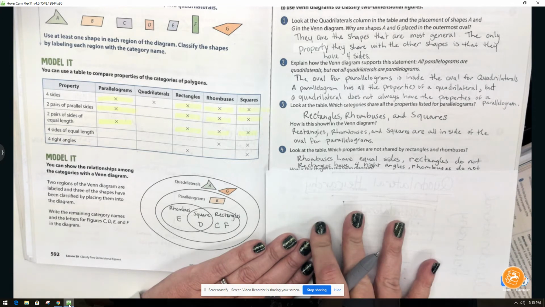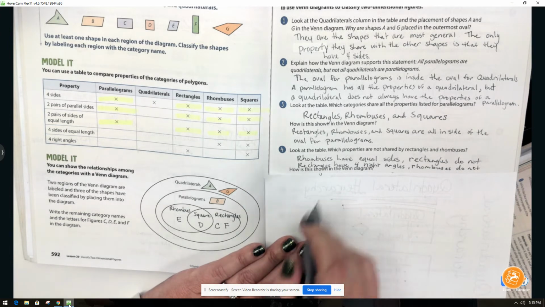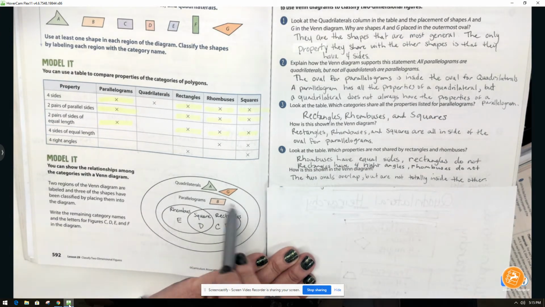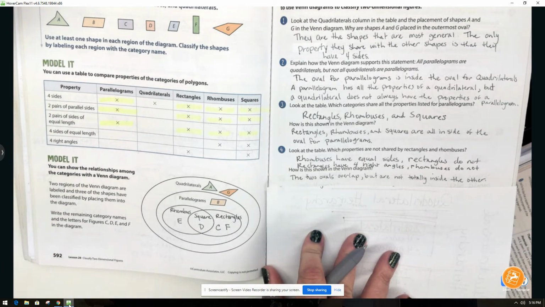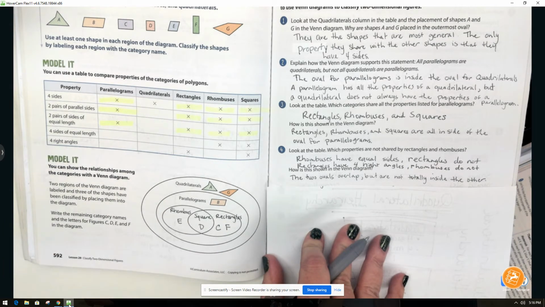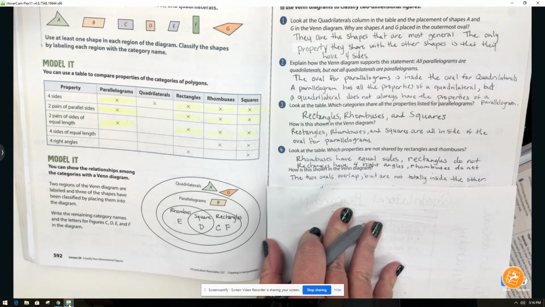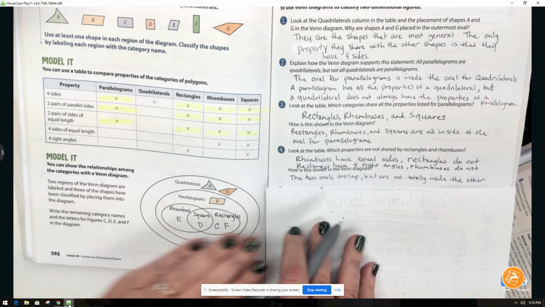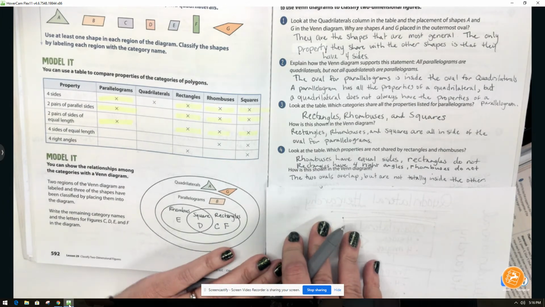All right. How is this shown in the Venn diagram? The 2 ovals overlap where we see the square, but neither oval is completely inside of the other. So therefore, we know that a rhombus can never be a rectangle, and a rectangle can never be a rhombus.